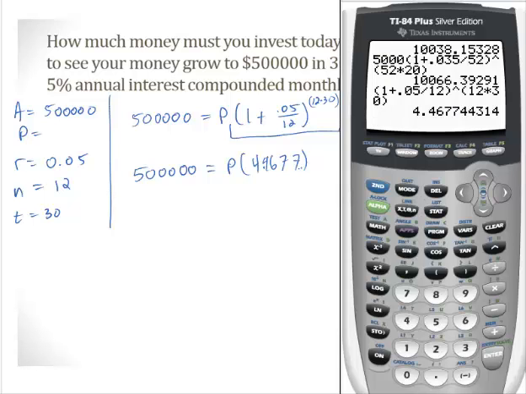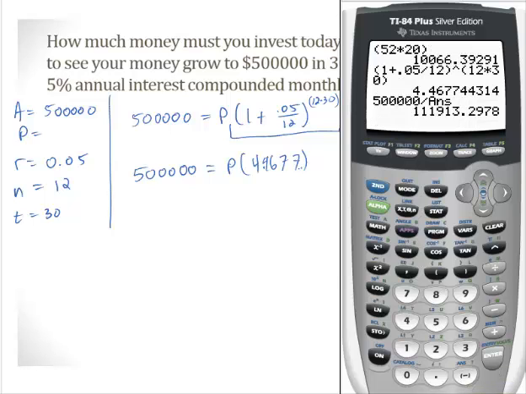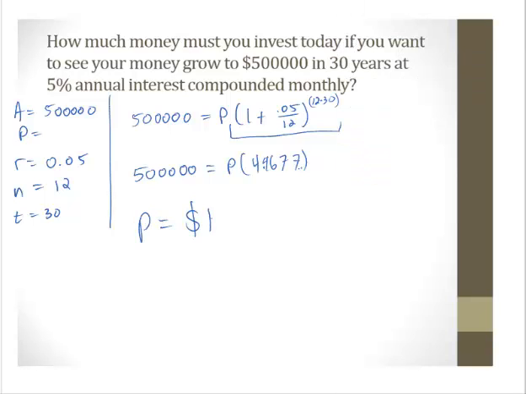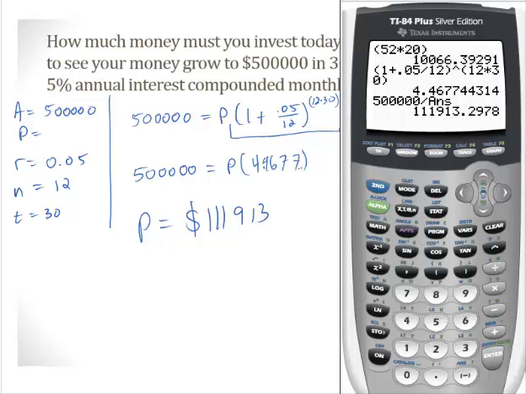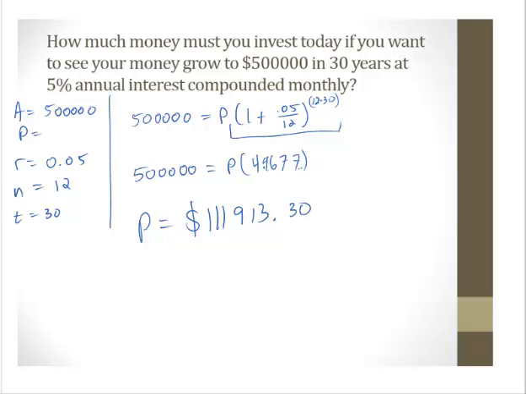All right, so now to solve for P, I just need to take the $500,000 and divide by that. So 500,000, divide that by the answer. Hit second and the negative key to bring up your last answer. Hit enter. So what's that? $111,913. So P is $111,913 and some odd cents, 30 cents. So if you just happen to have $111,000 hanging around and you can get 5% annual interest, you can have $500,000 in 30 years.